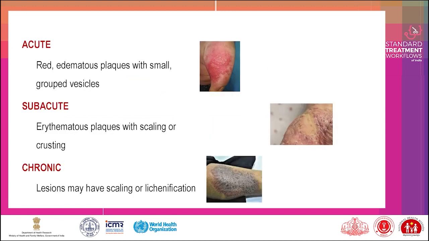Dermatitis can be classified into acute, subacute, and chronic. Acute is characterized by red edematous plaques with small grouped vesicles. Subacute, erythematous plaques with scaling or crusting. Chronic lesions may have scaling or lichenification.